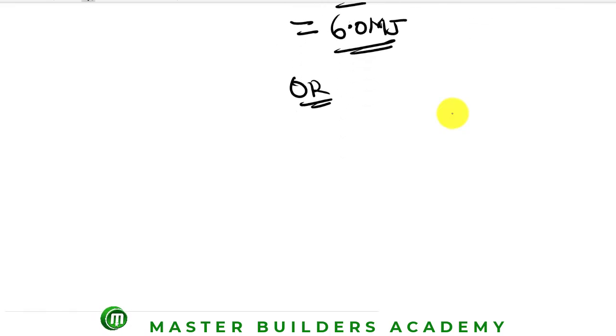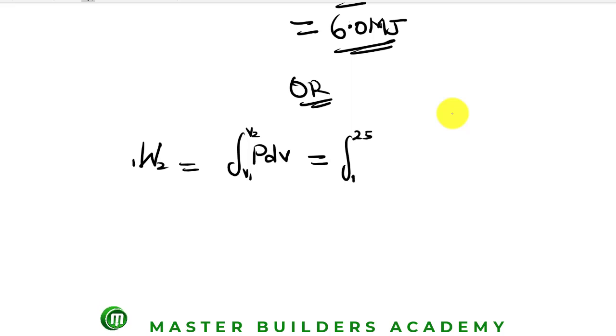Work done between 2 points is also given as the integral of P dV. All right, integral of P dV, and then we have V2 and V1. So if we put in the values, this is 25 and then this is 10. What is our P? P is 4 multiplied by 10 raised to the power of 5, and then dV.